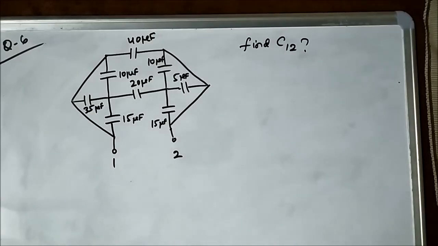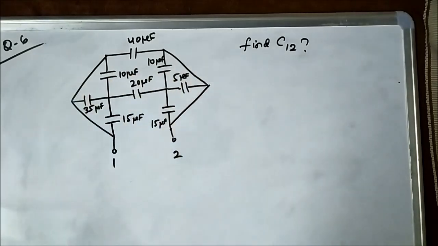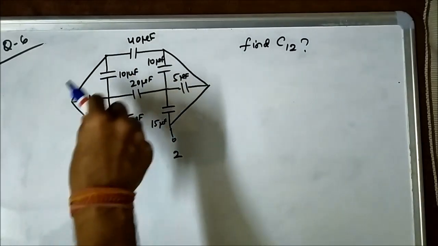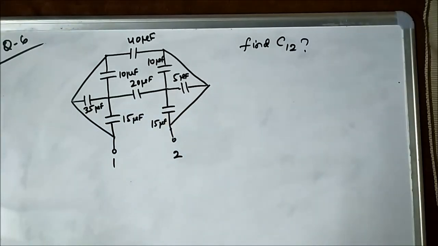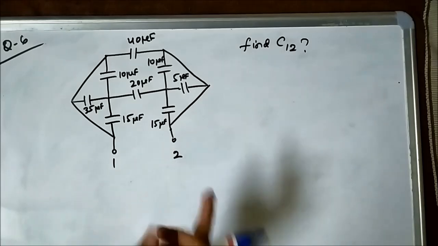So this is the sixth question related to equivalent capacitance calculation which we are going to solve. Here we have these capacitors with the values given, which are connected in this shape, this way, and we have to find out the equivalent capacitance between points 1 and 2.